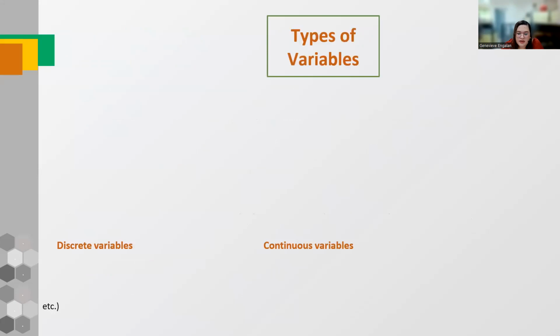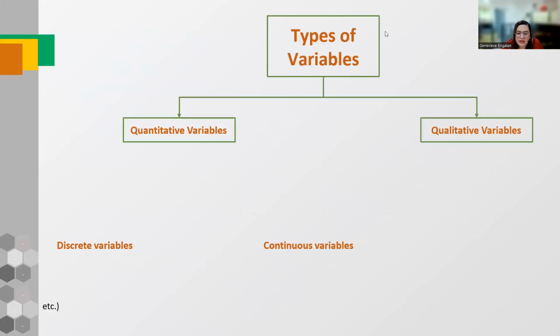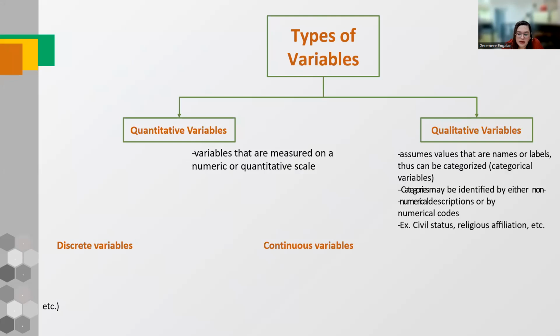Okay, so there are types of variables. We have the quantitative variables and the qualitative variables. We have variables that are measured on a numeric or quantitative scale. We have the quantitative variables. Okay, meaning those numbers that have a value, a number, meaning weight. No? So, for example, while the qualitative assumes values that are names or labels, thus can be categorized, or these are categorical variables.